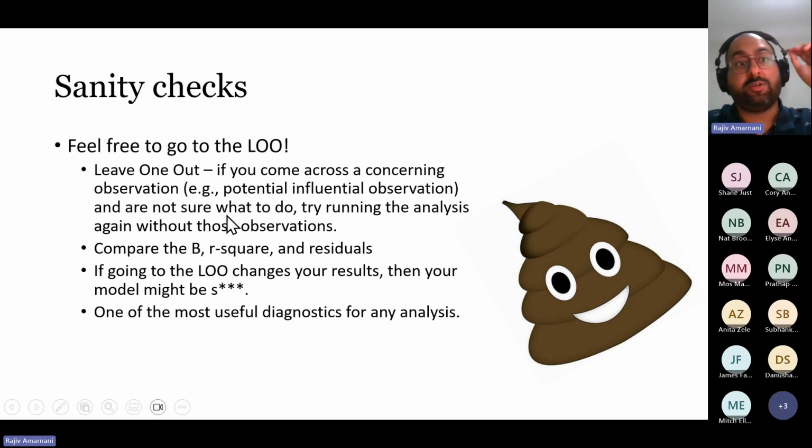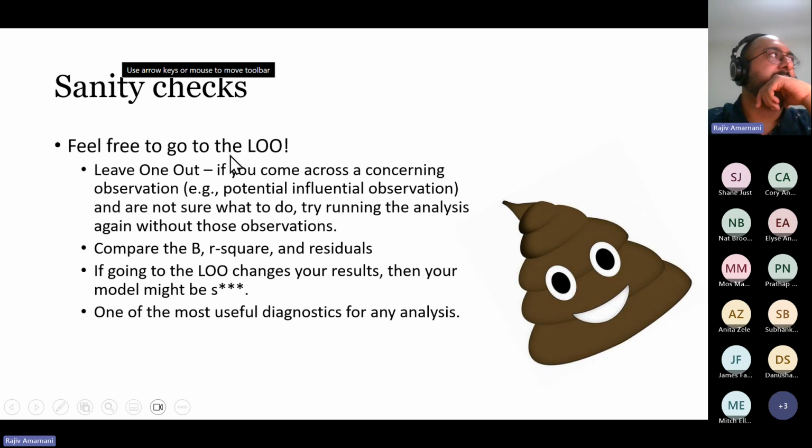Sanity checks. There are many sanity checks to check that what you're doing makes sense. I'm a big fan of getting qualitative data whenever possible to verify, triangulate that what I am doing with my numbers matches what people are saying largely.